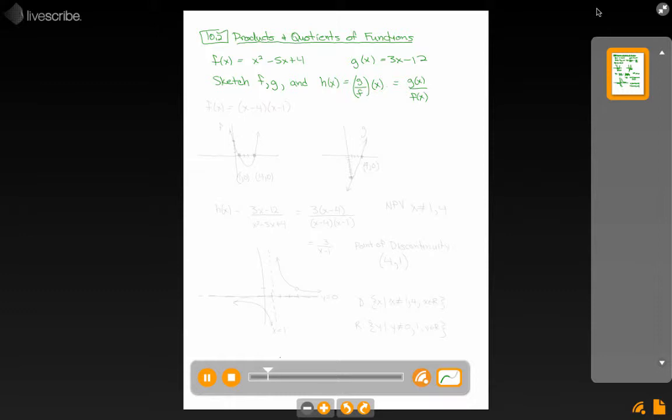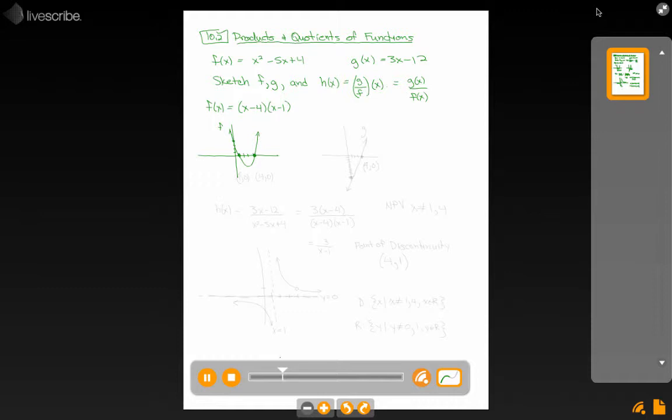So for f of x, if I wanted to draw this, I personally would probably write it in factored form, say x minus 4 times x minus 1, which helps me by telling me what the zeros are, 1 and 4, and we have ourselves a y-intercept of 4. And so we can draw a fairly decent job of this parabola f.